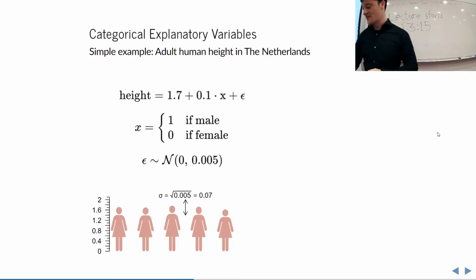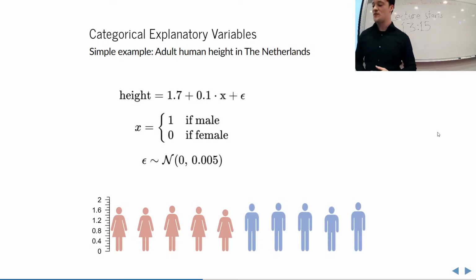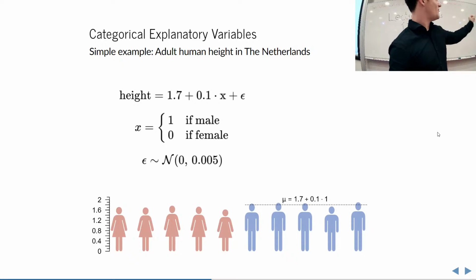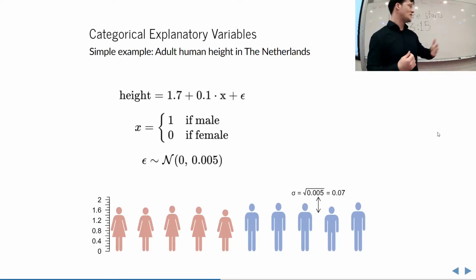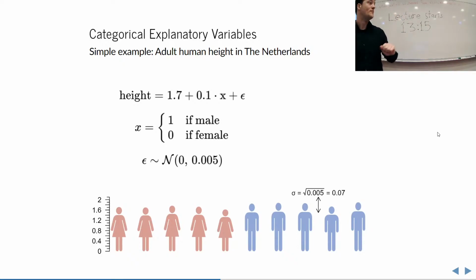Okay, then what does it say for the men? Very simple. It says the mean is 1.7, and this time we add the slope, because if your x is equal to 1, we just add 0.1. That's what it says. Variance, nothing changed. So it's still this variance of 0.05, meaning that we expect men, according to this model, to be within 14 centimeters of 1.8 meters. We don't expect all men to be there, but around 95% should be within those bounds. So still a linear model.